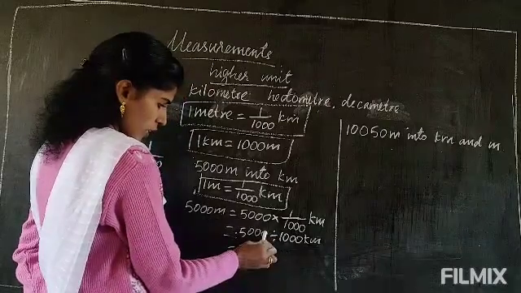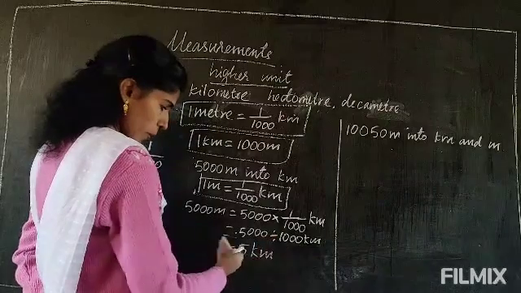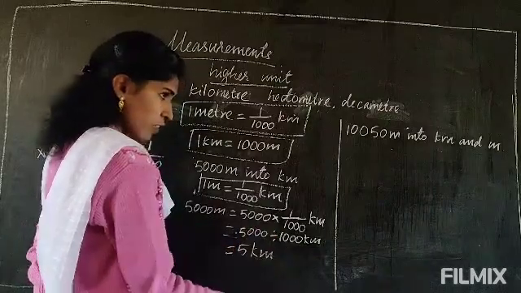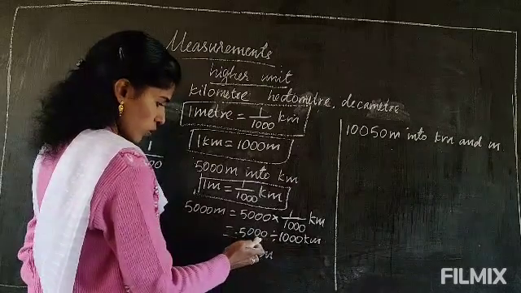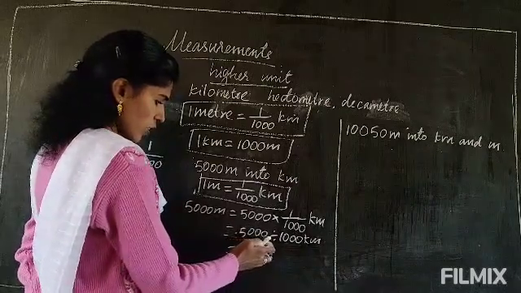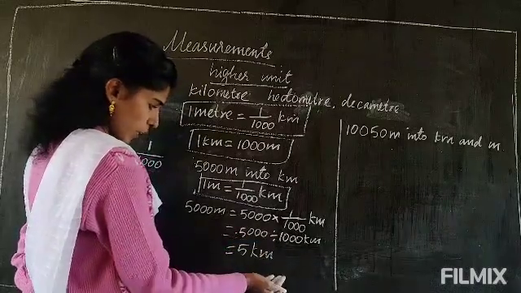So from here, 3 zeros. There are 3 zeros, so from the right side, the last 3 digits will be the remainder. Remaining will be the quotient. So 1, 2, 3, these 3 digits will be the remainder. All these 3 digits are zeros, so 0 will be the remainder.